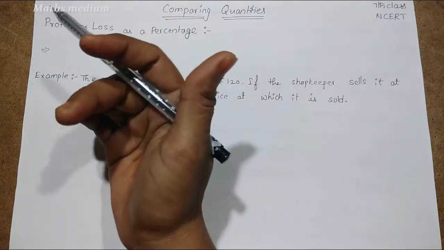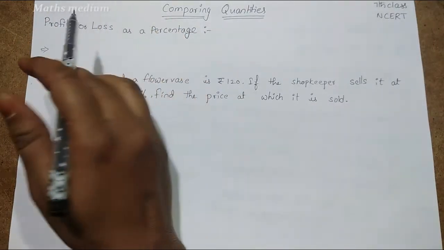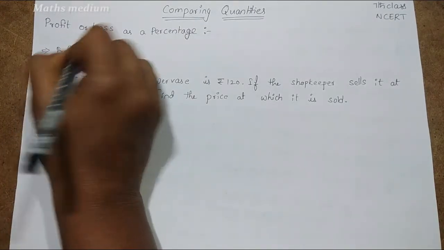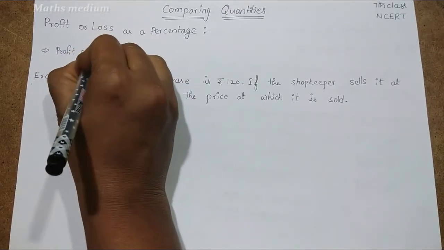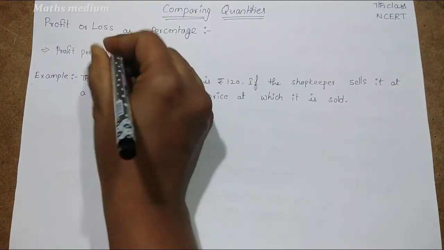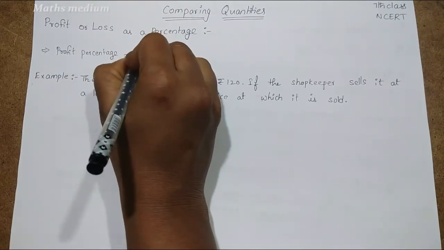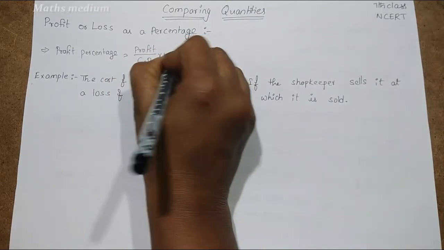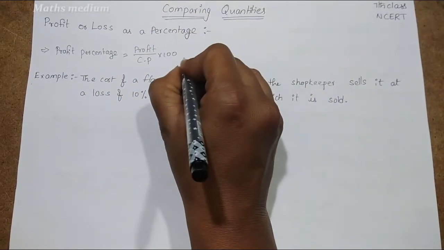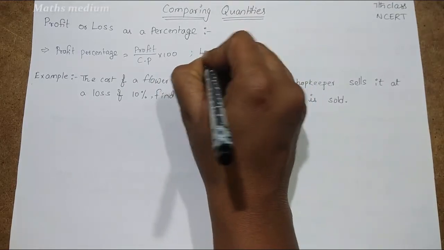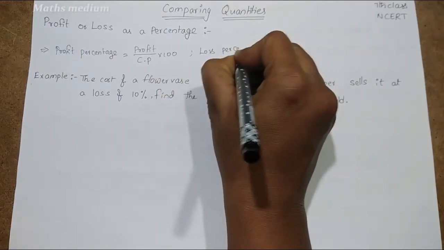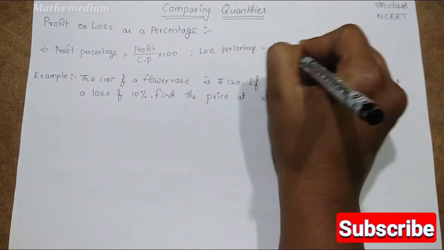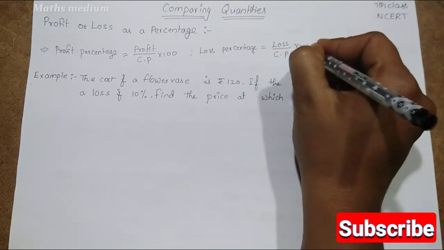It means buying price. So by using that we are making a formula here: profit percentage is equal to profit by cost price into 100, or we know that loss percentage is equal to loss by cost price into 100.